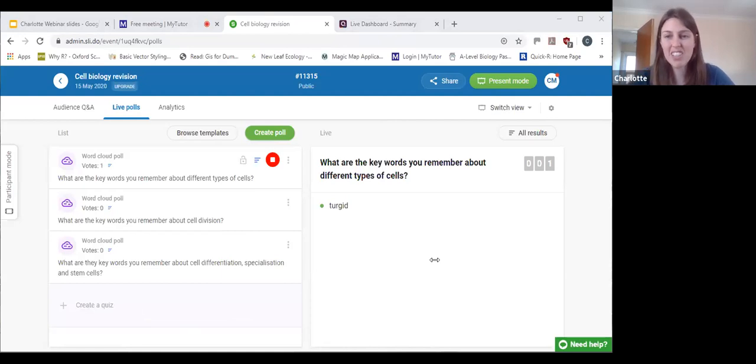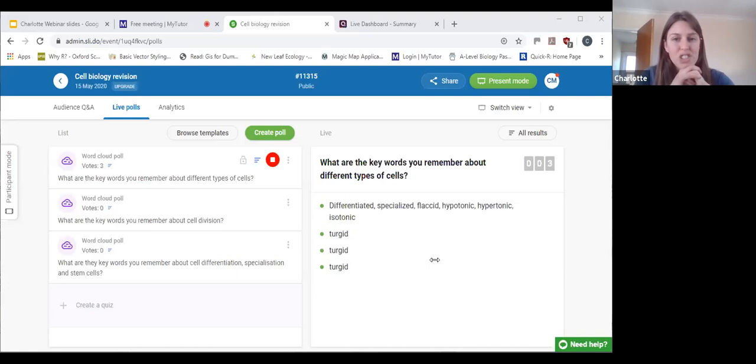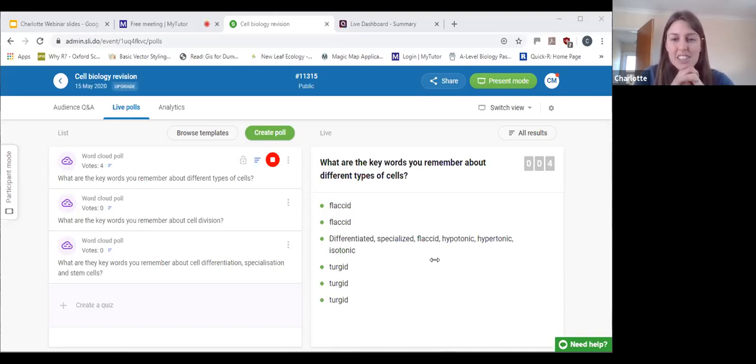Well done, turgid, good, plant cells. Any more? A few people can put some more keywords in there. Different types of cell. What kind of different types of cells are there? We just heard a lot about them in the quiz. Should be able to know these. Well done. Flaccid, hypertonic, isotonic, specialized, differentiated. Brilliant.